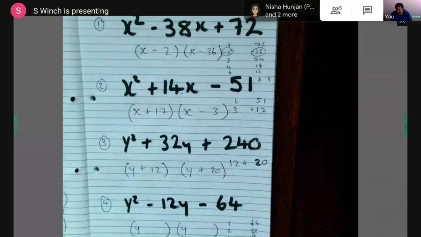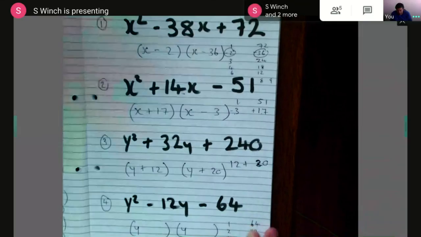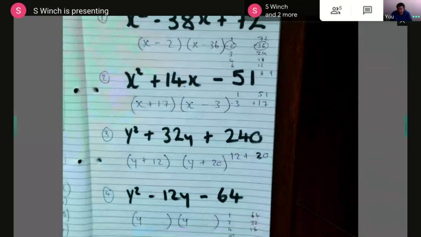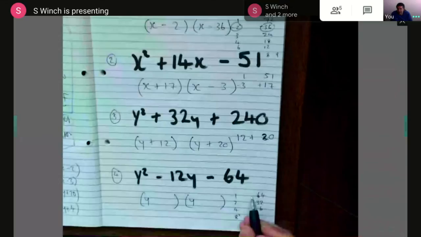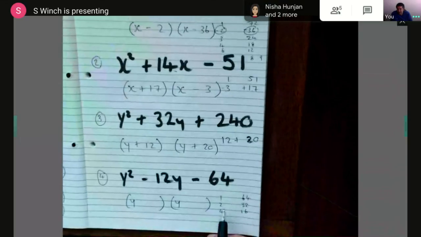2 and 32, you can't make 12. And 1 and 64, of course, you can't make 12. We're just seeing that just off the screen a little bit here. So there we go. What we want to look at here then is the 4 and the 16 are the numbers we're going to use.